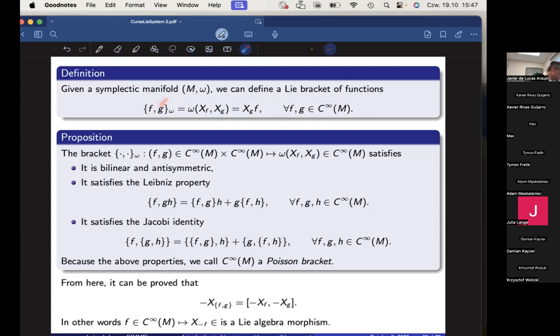If you pick up this product gh as written here, it turns out that the bracket of f acting on the product is the same as f acting on h, times g, plus h multiplying f acting on g.